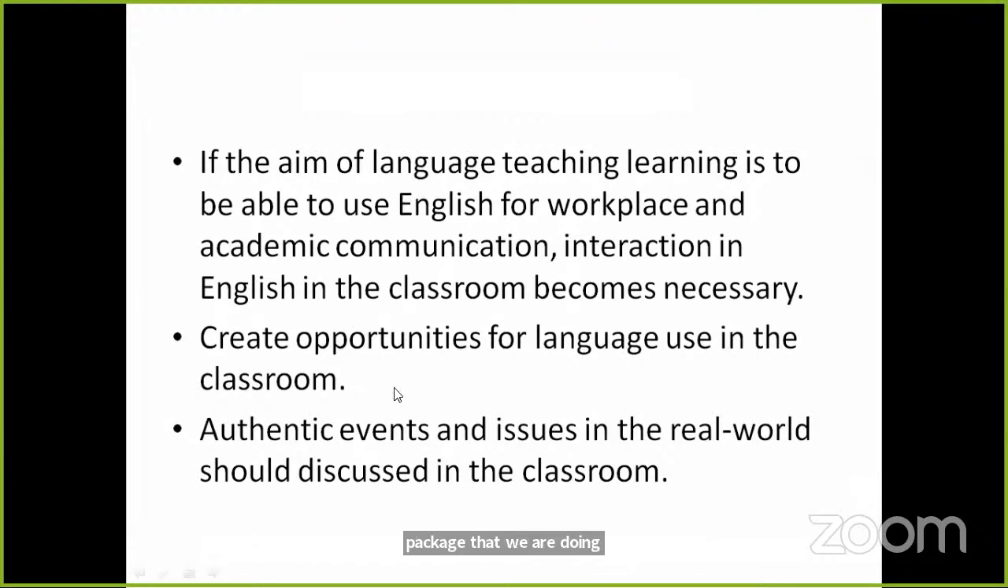So opportunities should be provided for the learners so that we can stimulate their language and communication abilities. Authentic events and issues of the real world should be discussed. One more thing: the English curriculum, as most of you teachers are aware, the textbooks are all narratives and poems, which we don't use. The tense forms used in this kind of lessons we don't use in real life situations, right? So authentic events and issues in the real world should be discussed in the class.